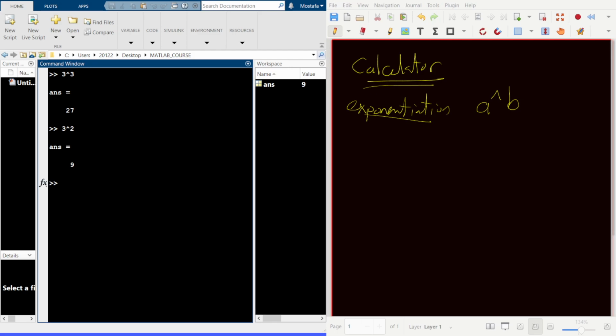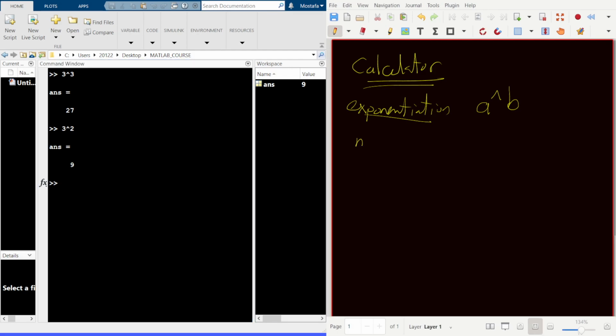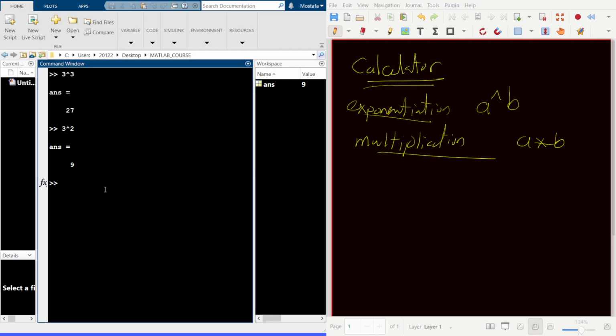The second arithmetic operation is multiplication. And that's straightforward. I can take two numbers and multiply them. So A star B. So that would look like this on the MATLAB screen. Let's say I want to multiply 4 times 7. That gives me the answer 28.